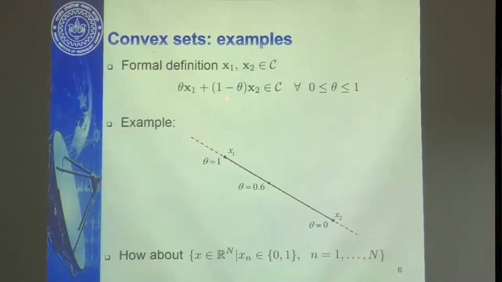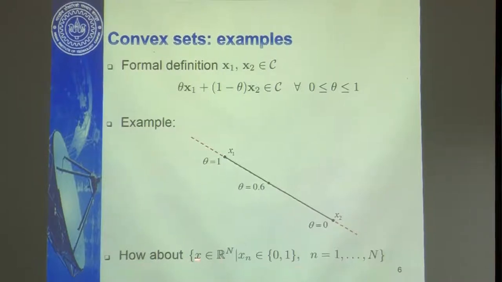So if you put theta equal to 0, it will become x2, and if you put theta equal to 1, it will become x1. So x1, x2 are two extreme points, and every point in between is covered by theta between 0 and 1. Right, so this is a line, and we want all these points to belong to the set if x1, x2 belongs to the set.